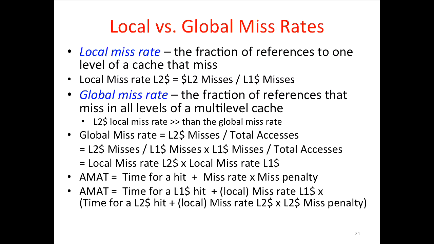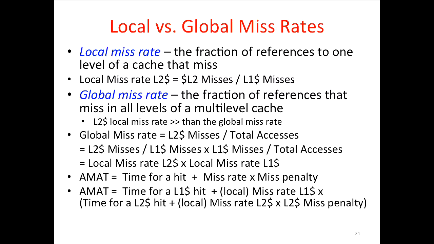Now the global miss rate is the references that miss in all levels of a multi-level cache down to some level. And feeding that into the expression for average memory access time: how do we calculate the average memory access time when you have, say, a two-level memory hierarchy?